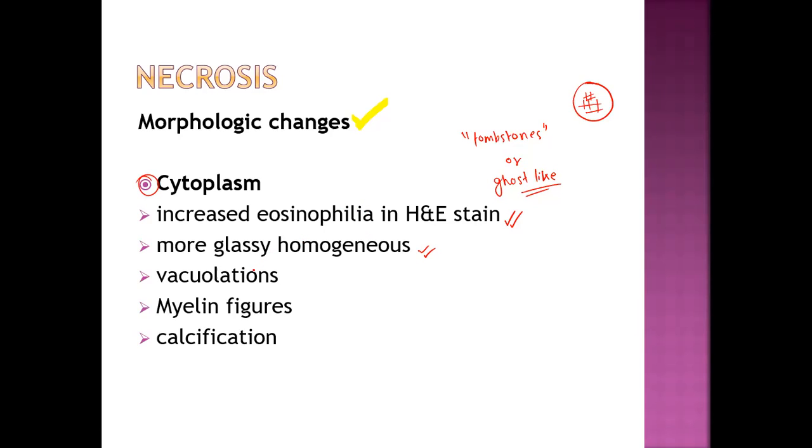And there will be vacuolations and myelin figures can be seen. Myelin figures are like this. These are called myelin figures. There will be deposition of myelin figures, and there will be calcification. The calcium gets deposited in the tissues, resulting in different types of structures forming calcification. We will be talking in detail about calcification in the topic of calcification itself.